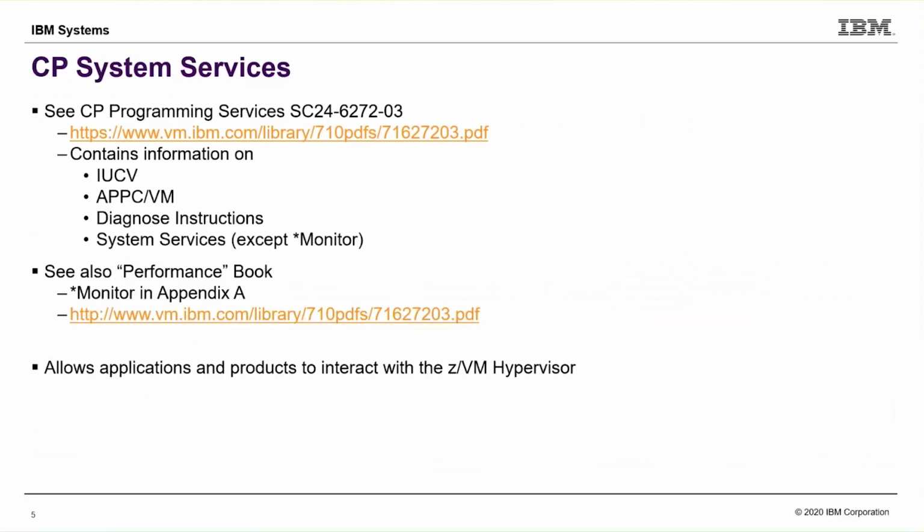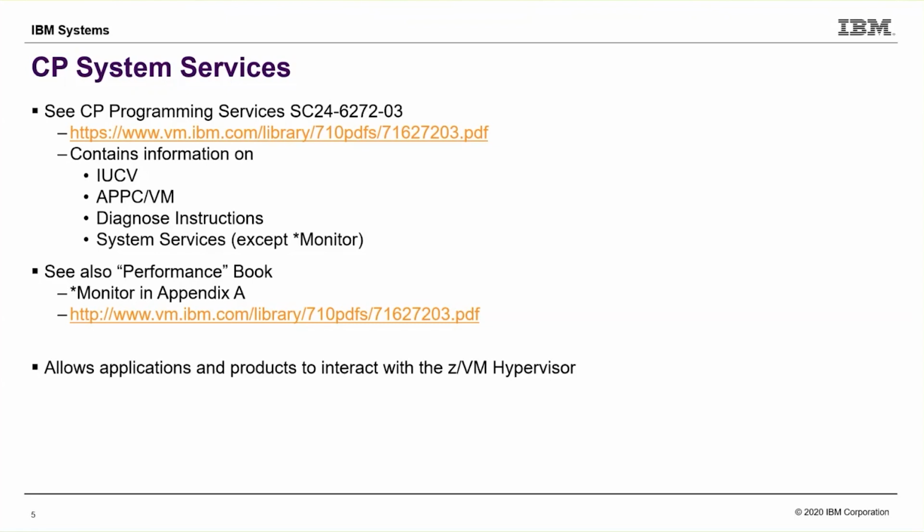The majority of them are documented in the CP Programming Services manual. A little trivia question: which one is not? That would be *MONITOR. For various reasons, we moved that into the performance book back in the 90s. It's actually in an appendix there. Now, these days, it's rare for what I would call system programmers or end users to have to code to those system services. But I think it's important for people to understand that they're there, what their purposes are, and that they add this level of capability and flexibility to the system.